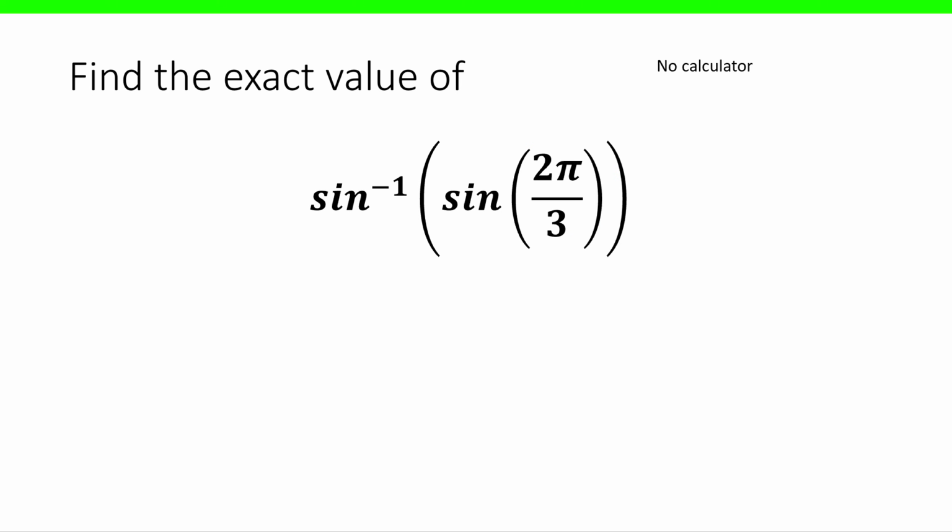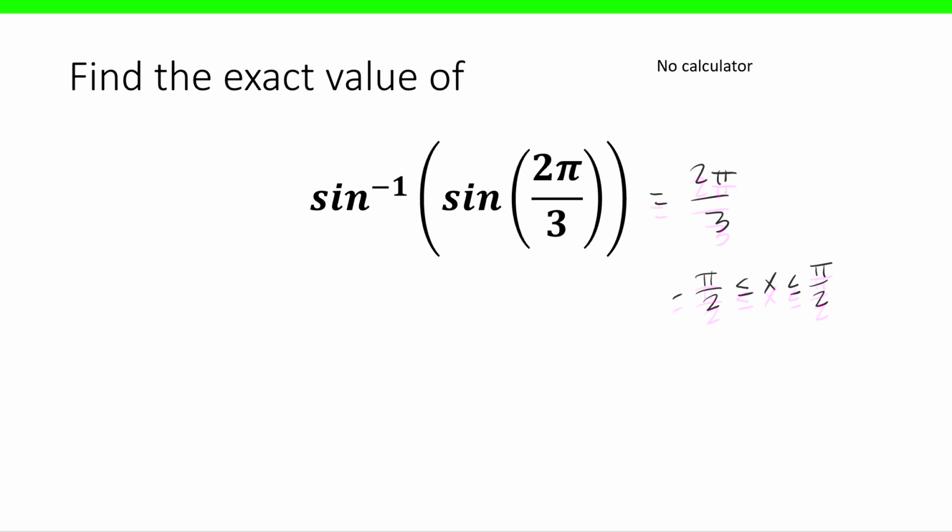Here's another one. Sine inverse of sine of 2 pi over 3. You would think right away that this was 2 pi over 3, right? And you would be wrong, because 2 pi over 3 is not part of the range of the inverse sine function. Remember, the inverse sine function has a range from negative pi over 2 to pi over 2.